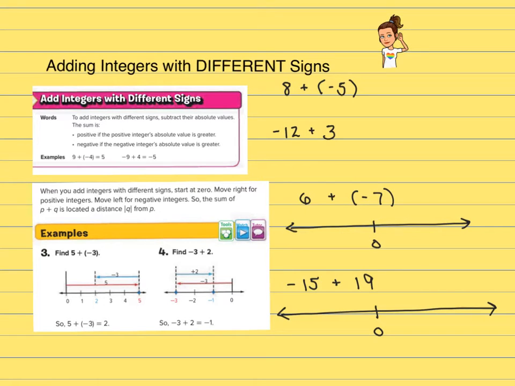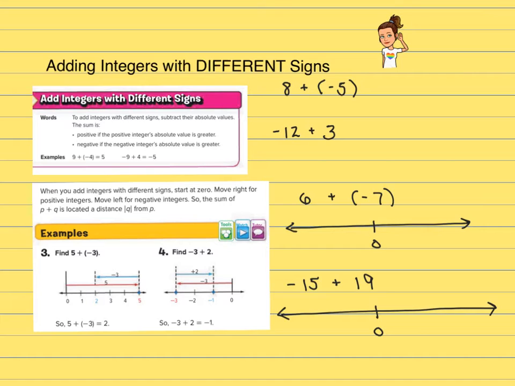What if we're adding integers with different signs? Notice, I just want you to listen. Well, we can use absolute values again. To add integers with different signs, subtract their absolute values. The sum is positive if the positive integer's absolute value is greater, negative if the negative integer's absolute value is greater. All right, let's take a look at 8 plus -5.